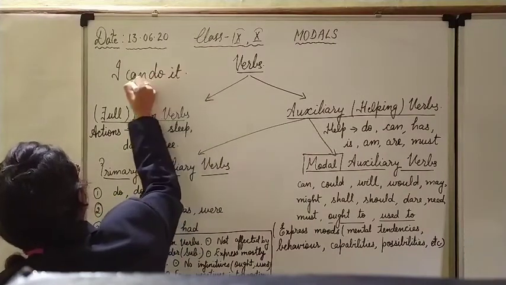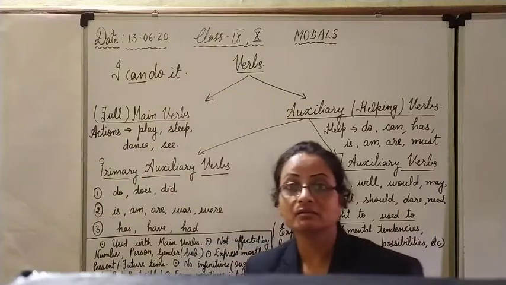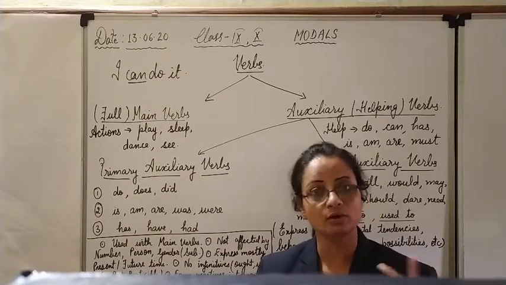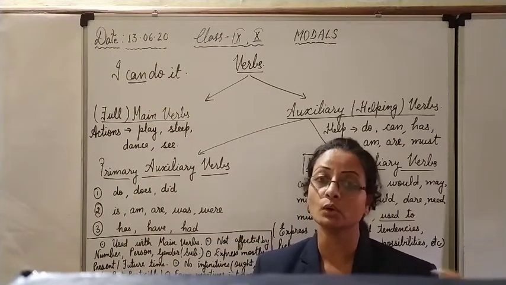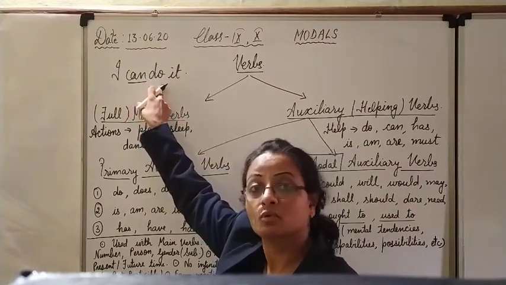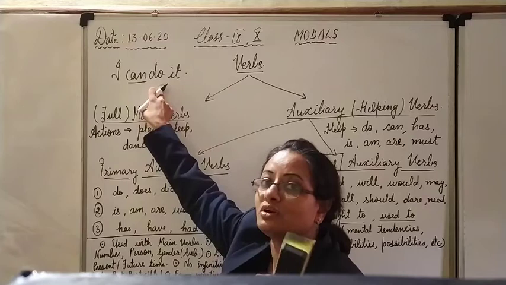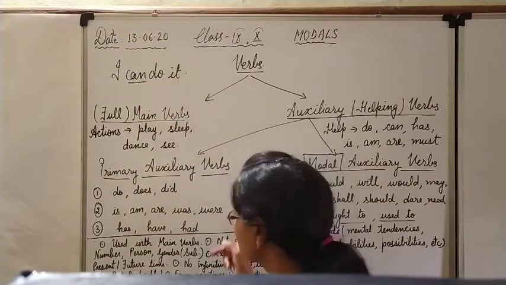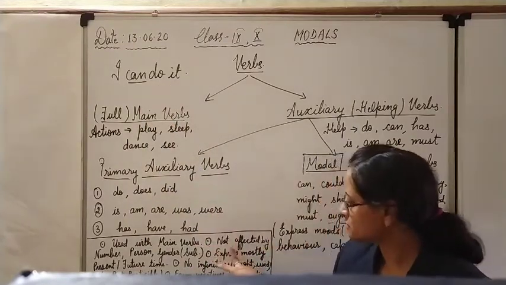I can do it. Can you say "I can it"? Or "I do it"? "I do it" is okay. But "I can it"? No. So this modal verb always requires the main verb, because it only assists. It is not an action word. So I can this way. They are used with the main verbs only.